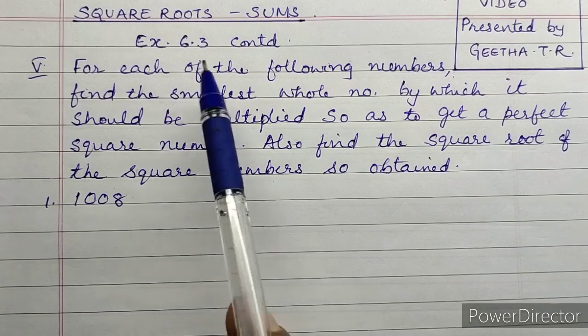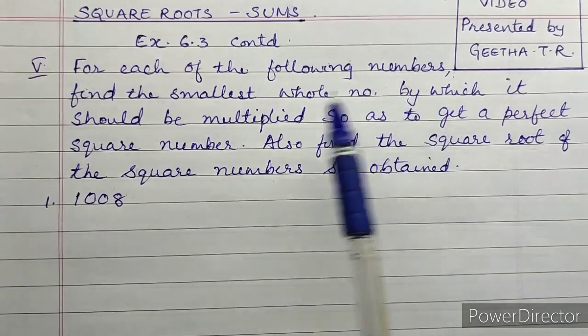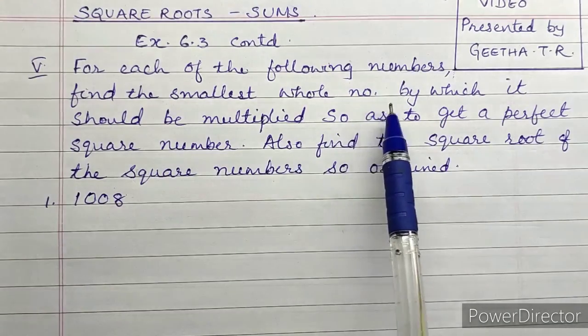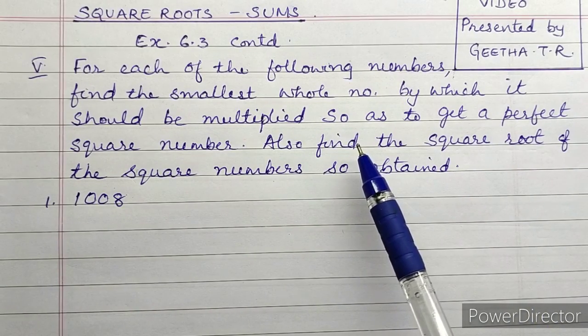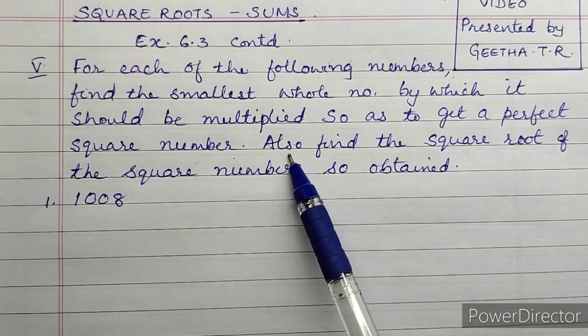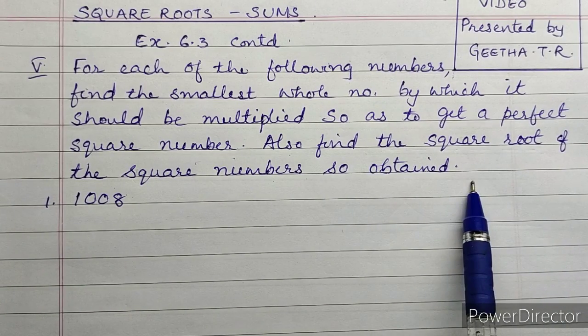Exercise 6.3 continued. Fifth question: for each of the following numbers, find the smallest whole number by which it should be multiplied so as to get a perfect square number. Also, find the square root of the square numbers so obtained.